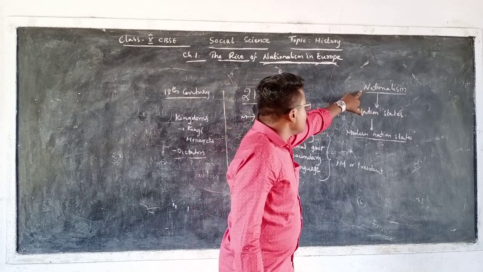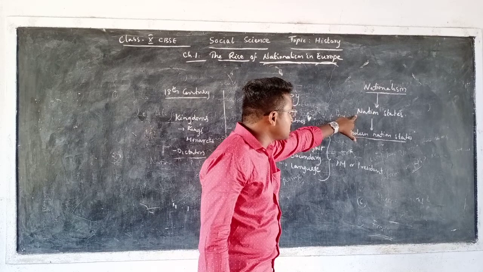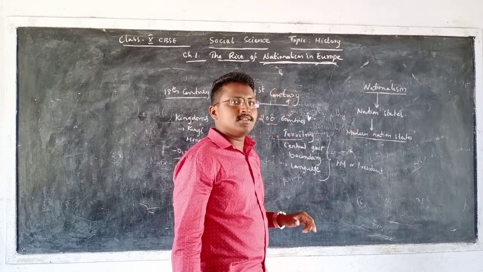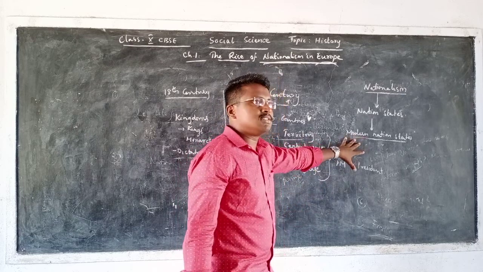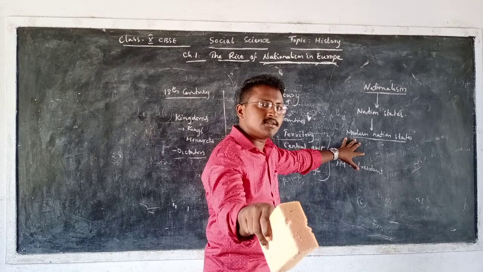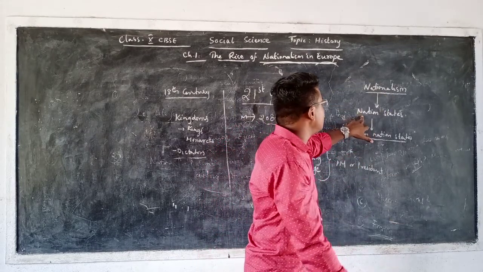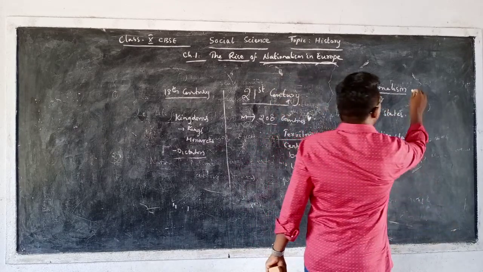Because of nationalism, nation states emerged, and because of nation states, modern nation states emerged, and the countries that are there in this world we mostly call modern nation states. How did these modern nation states emerge? Because of nation states. How did nation states emerge? Because of nationalism.